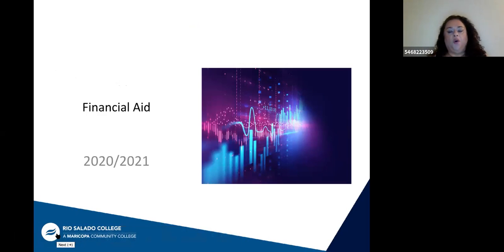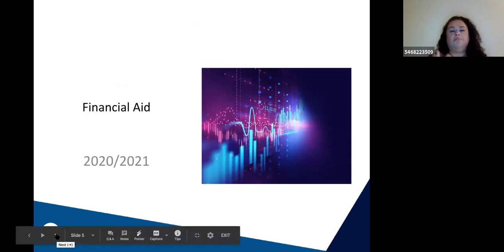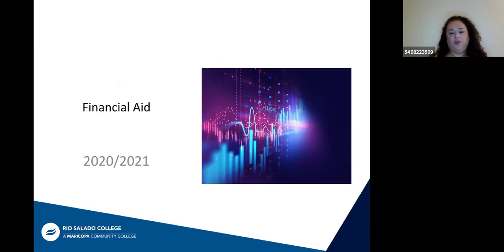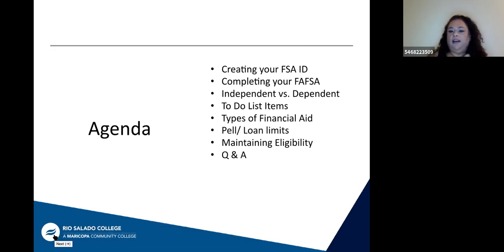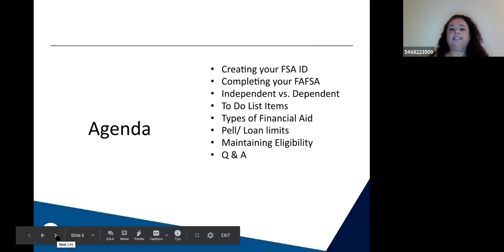So today I'm going to go over some important key points of financial aid. As I mentioned before, I've been working there about 12 years, so there's certain things that I consistently see year after year where students may have issues with the FAFSA. This is the agenda that we'll be going through today. Let's start off with creating your FSA ID.